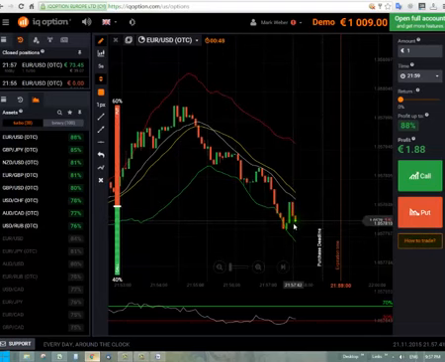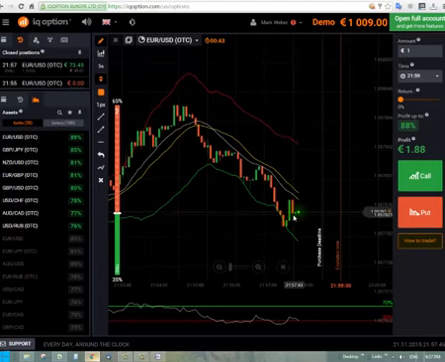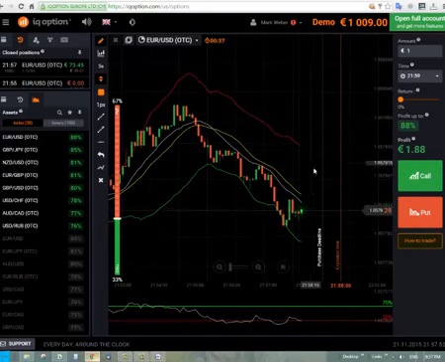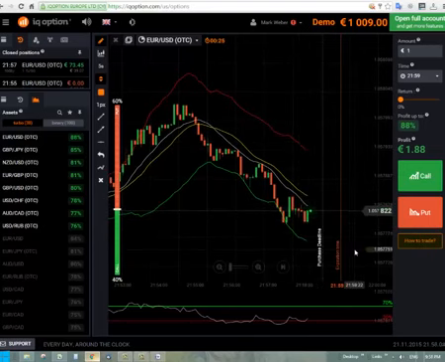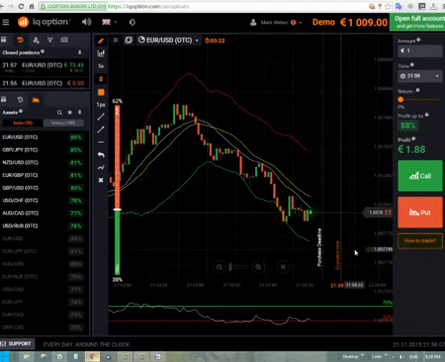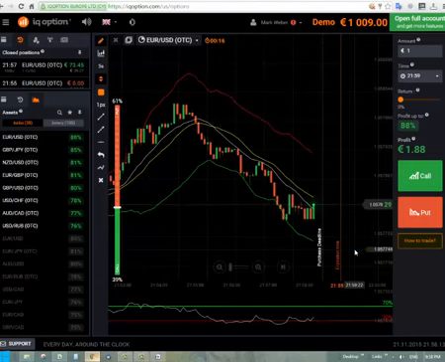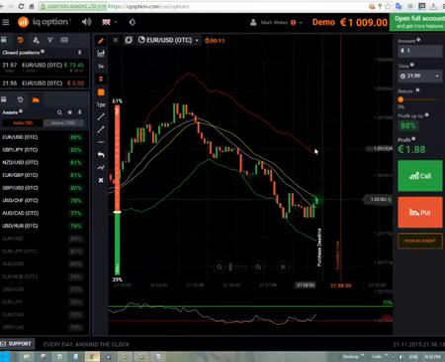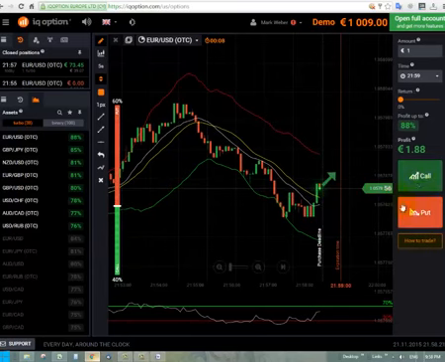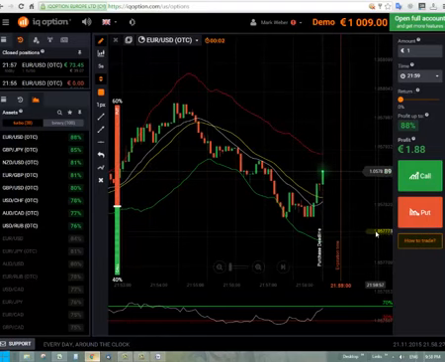And now we'll have to wait for the circumstances, for the price either to hit the bottom line or hit the upper line. The most important thing about this strategy is to be very disciplined. You will have to wait until the price hits the bottom or the top line and then make your position, make a call or a put. It is very important to be disciplined in this strategy.